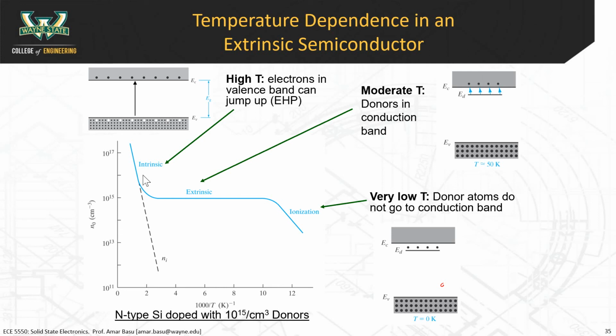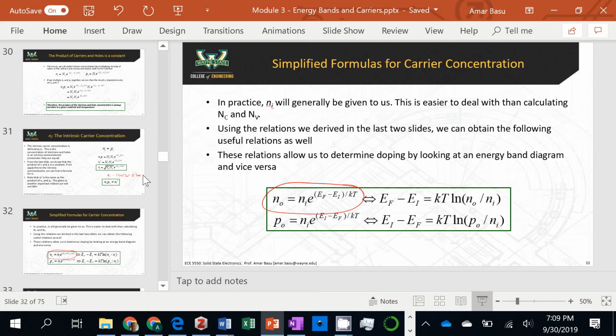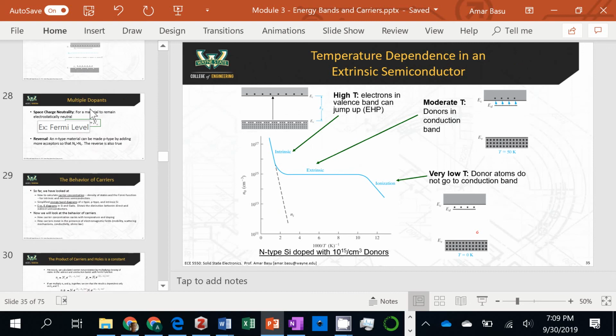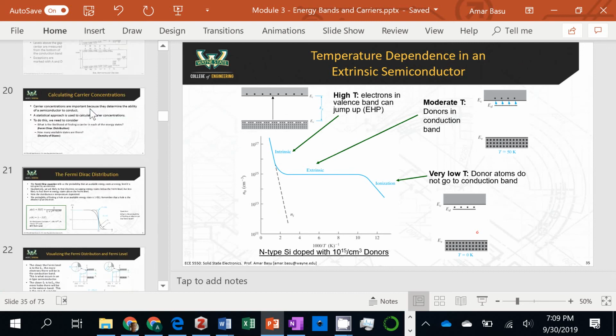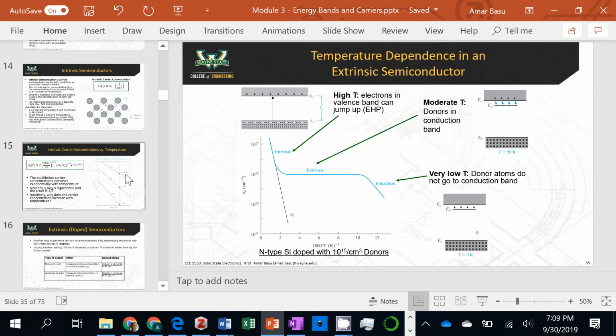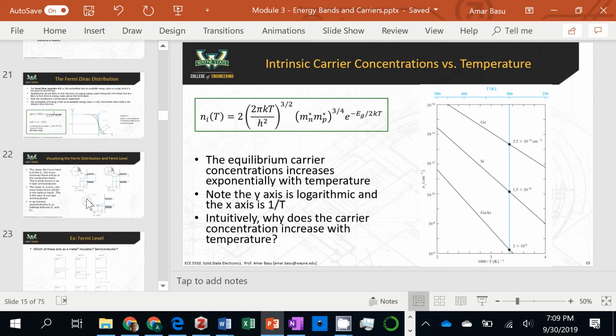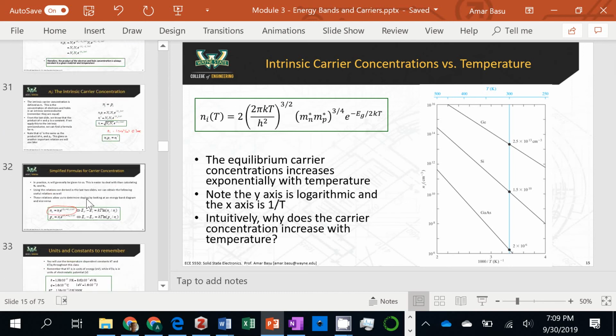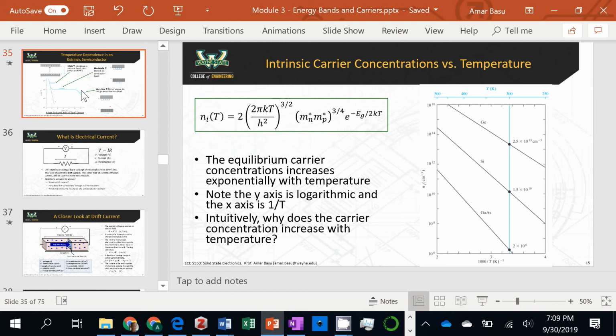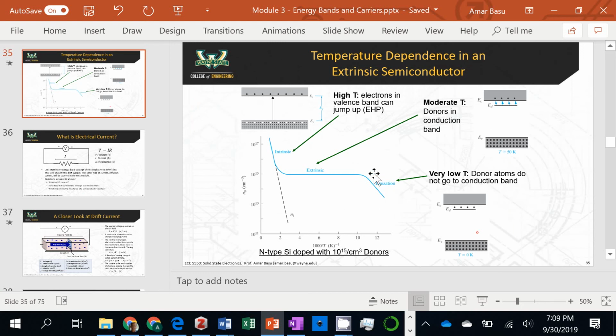We talked about the temperature dependence in an intrinsic semiconductor. It looked something like this. Let's go up here. It looked like this, if you all recall. It was just this exponential function, just a straight line when you plot it in a log scale. And for an extrinsic semiconductor, the temperature dependence of carrier concentration is a little bit more complex. There's the ionization zone, the extrinsic zone, and then finally the intrinsic zone.